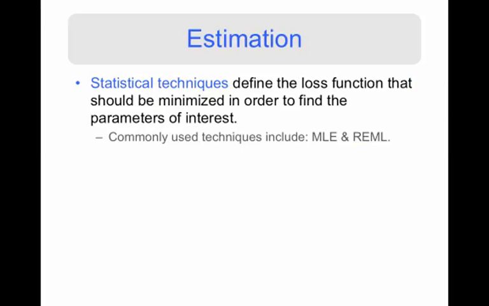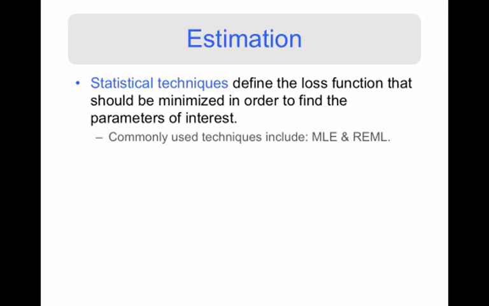So that's the model that we're going to try to estimate. The next step that we need to do is figure out how to estimate it. So we have to figure out a loss function. What constitutes an optimal beta g, vg, and v in this case? Statistical techniques define the loss function that should be minimized in order to find the parameters of interest.